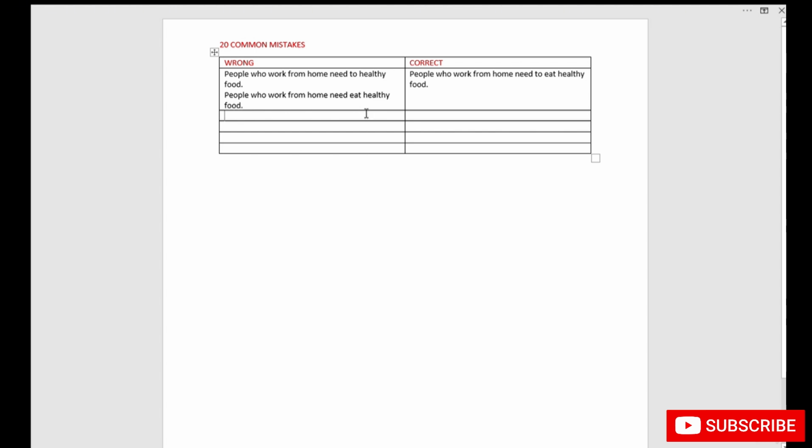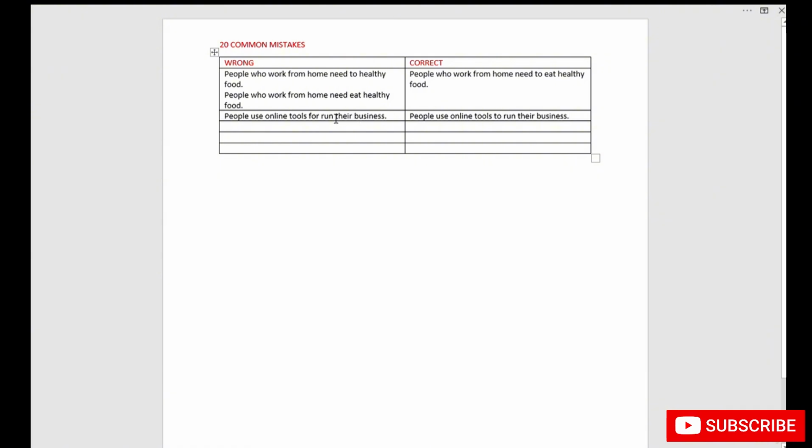So the next mistake is the difference between for and to. It's similar to the previous example, but let's look at the example. People use online tools for run their business. Now this would be wrong because I'm talking about the purpose of something. So what is the purpose of people using online tools? It is to run their business. So if there is a purpose of an action, we need to use to. And I say people use online tools to run their business.